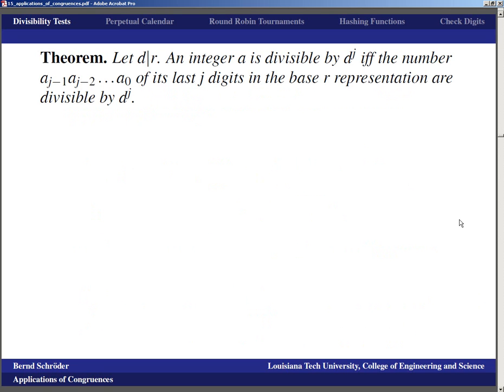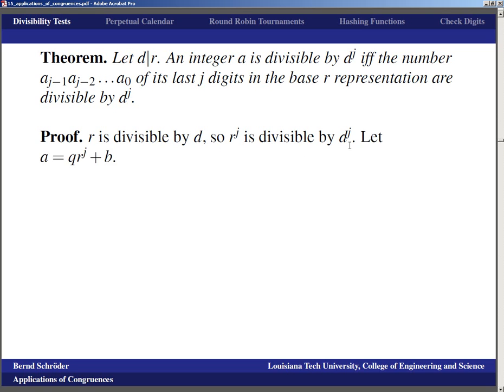Okay, so if we want to talk about this in general, we could say if we have that d is a divisor of a base r, then an integer a is divisible by d to the j if and only if the number a_{j-1}, a_{j-2} all the way through a_0 of its last j digits in the base r representation is divisible by d to the j. And it's the same proof as what we did for 2 to the j, right? So if r is divisible by d, then r to the j is divisible by d to the j.